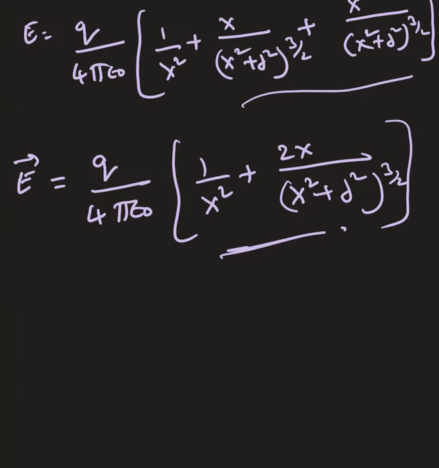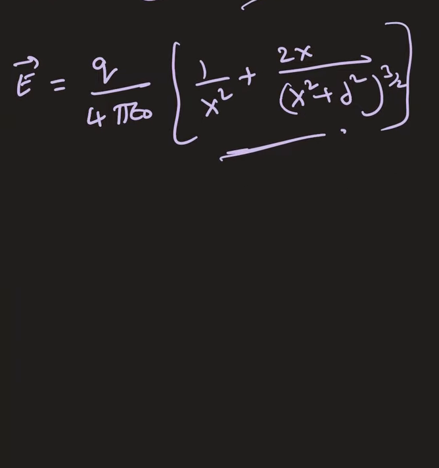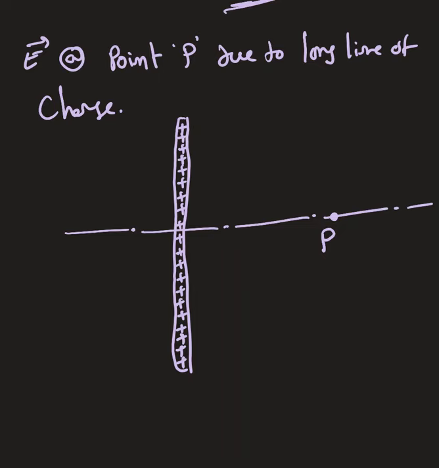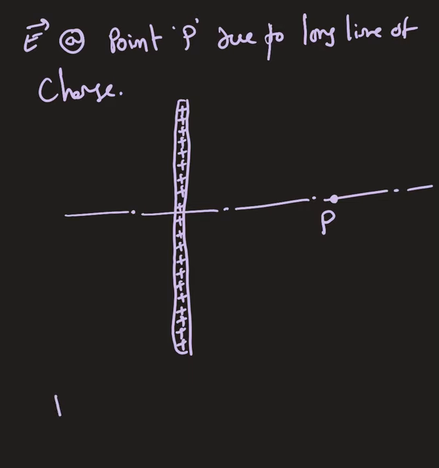Now, in the same video, I'm going to continue with the long line of charge. Here, I'm trying to find electric field at point P due to a long line of charge. So I'm going to define a term called lambda. Lambda is charge per unit length.